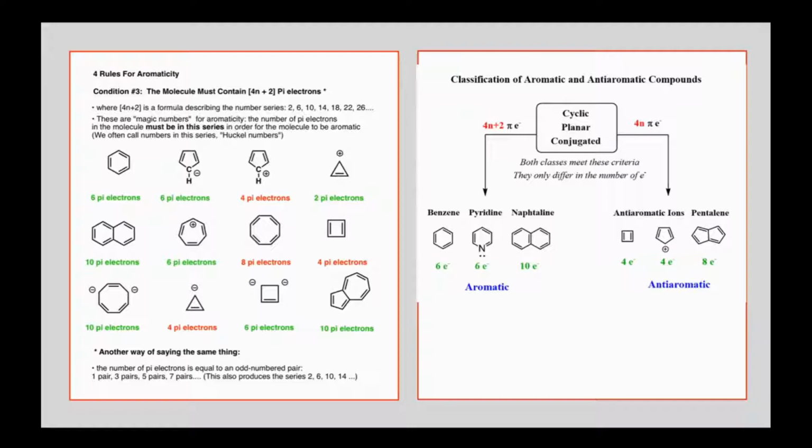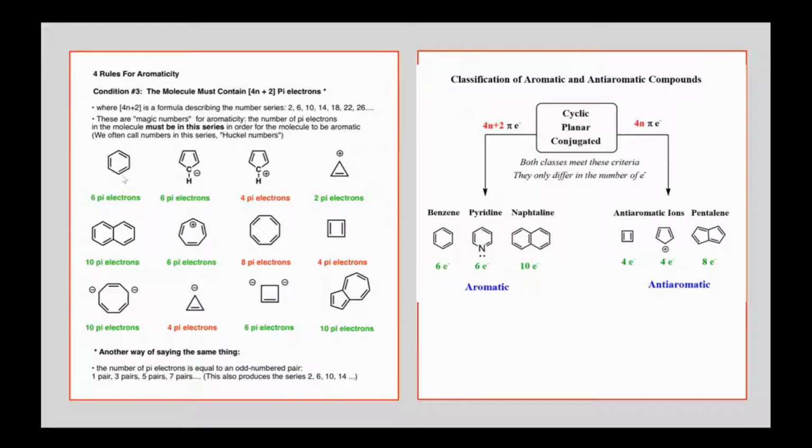In rule number 1, we said the compound must be cyclic. In rule number 2, we said the compound must be conjugated, or every atom in the compound must be sp2 hybridized in order to be aromatic. So here's a benzene ring which contains 6 pi electrons. Why? Because it has 3 pi bonds, and each pi bond equals 2 pi electrons, so 3 times 2 is equal to 6 pi electrons.